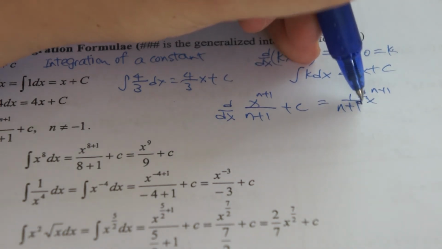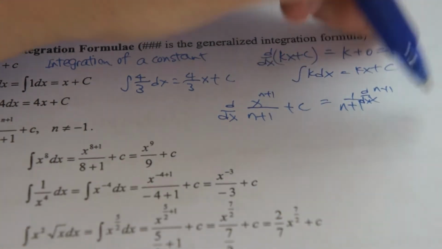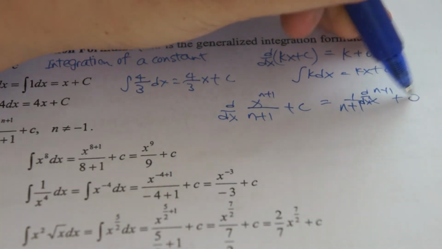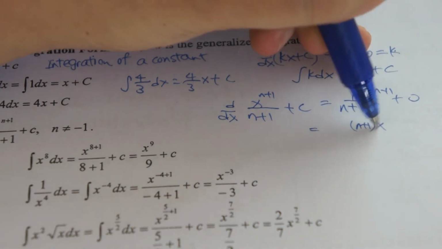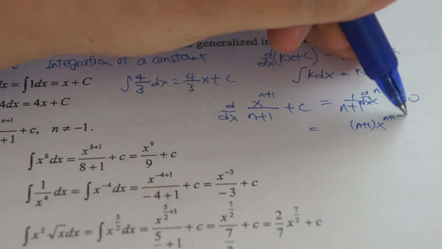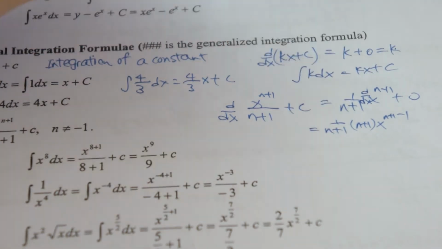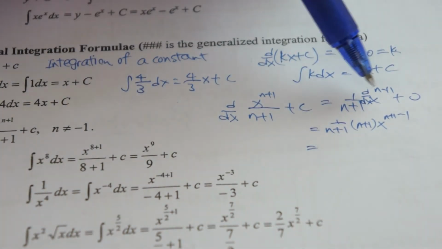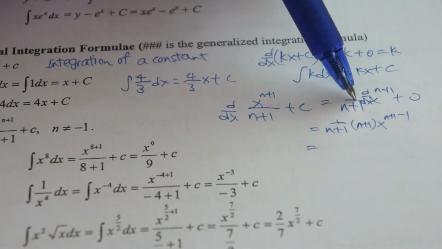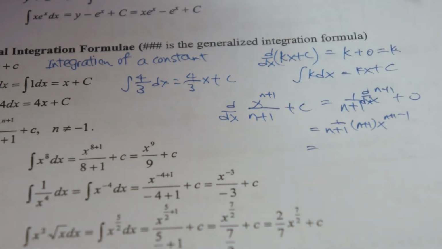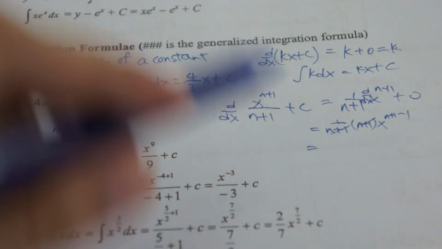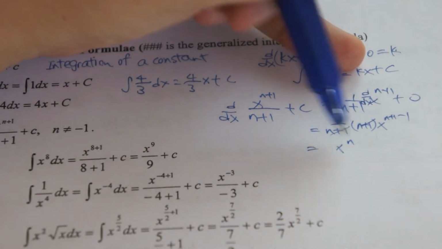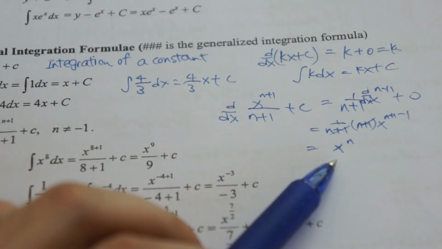This is to differentiate this part. If you differentiate the constant, it will be 0. Okay, so finally, because in chapter 3 we put n plus 1 in front, and the power will be reduced by 1. So you can see why we need to have an n plus 1 here, because we can cancel out each other to get x to the power of n.